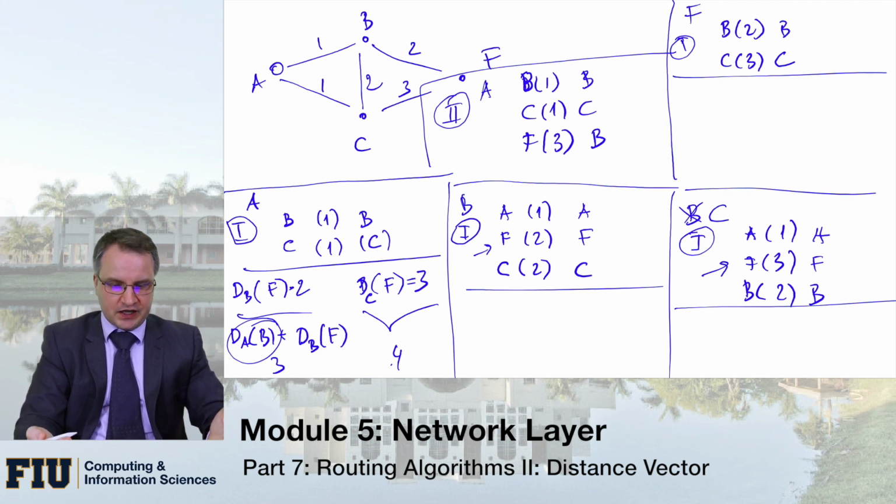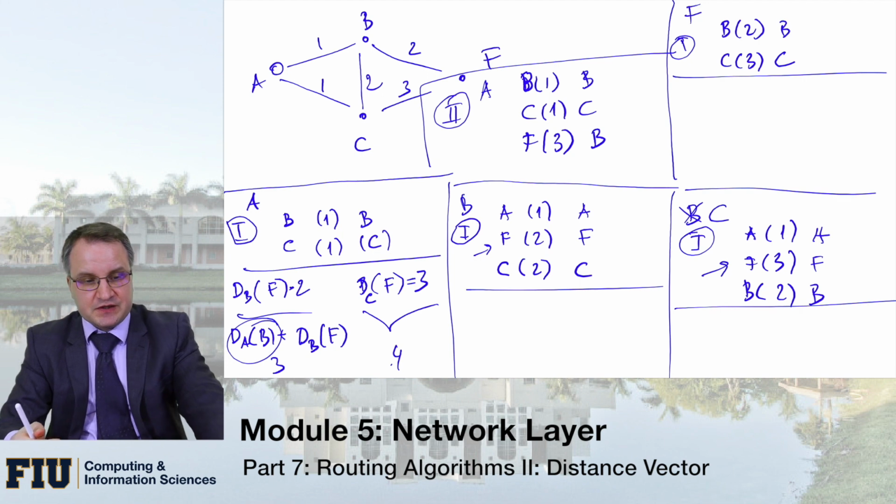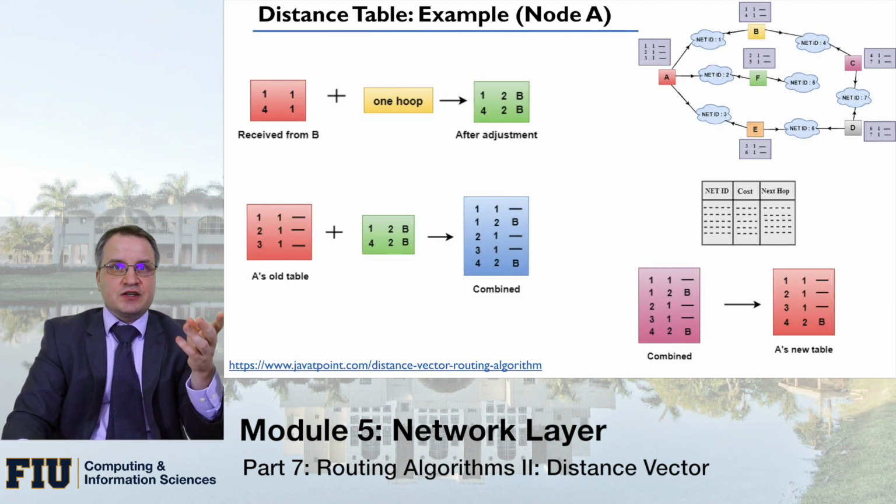Yeah, because we only have 4 nodes, and from the perspective of A, you can now send packets to everybody, and that is the smallest cost. In more complex topologies, like the same example shown on the network, there are multiple steps.